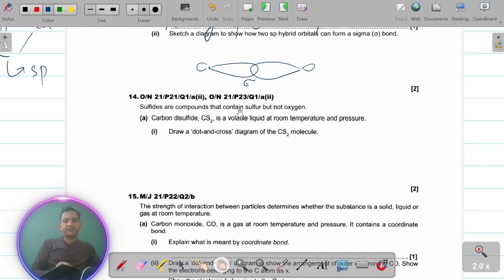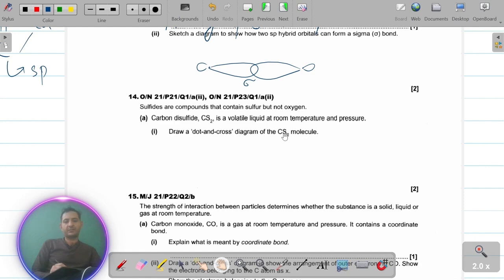Sulfides are compounds that contain sulfur but no oxygen. Carbon disulfide is a volatile liquid. Volatile means that liquids evaporate at room temperature. For example, we have petrol and nail polish removers. When we keep them at ordinary temperature, they evaporate by themselves. So they are known as volatile liquids.